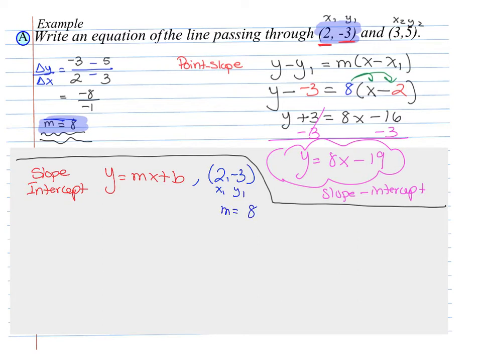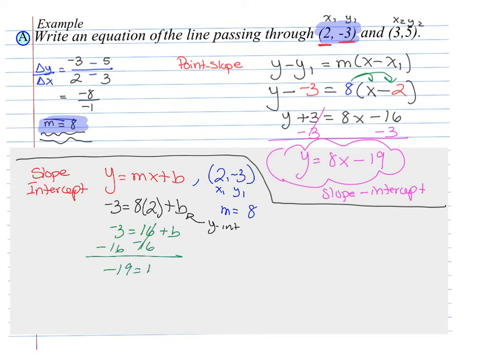Now when I substitute in there, I'm going to have -3 is equal to 8 times 2 plus b. If you notice, this time I'm trying to find my b, and this b stands for your y-intercept. This is where your graph crosses your y-axis. When you simplify this, you're going to get 8 times 2 is 16 plus b. Subtract the 16 from both sides, and you're going to get -19 is equal to b.